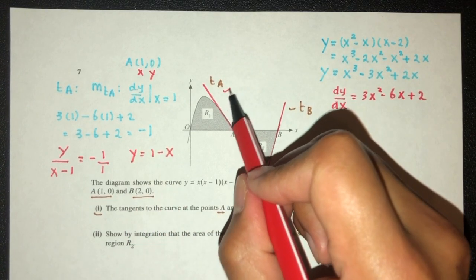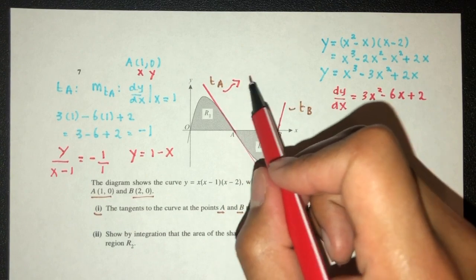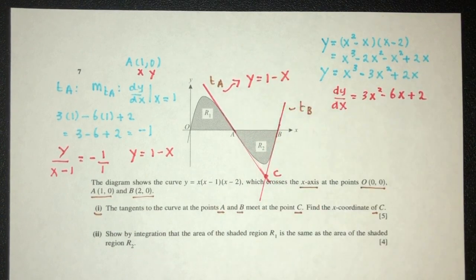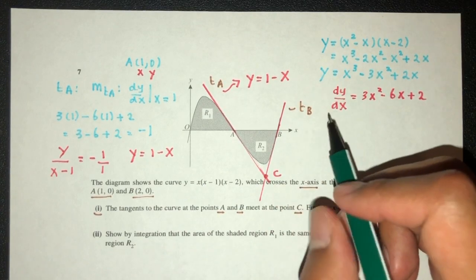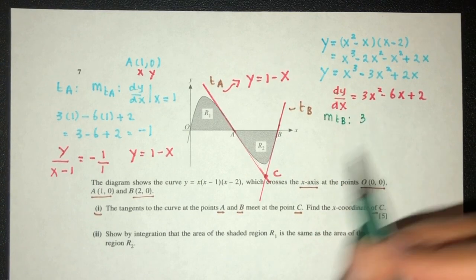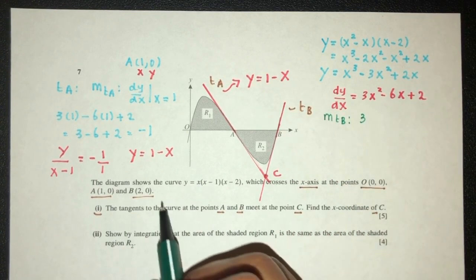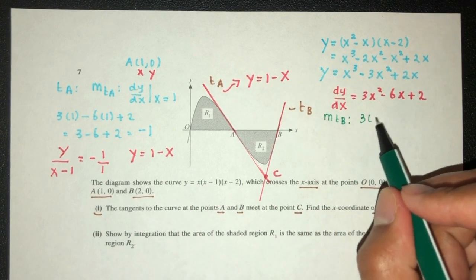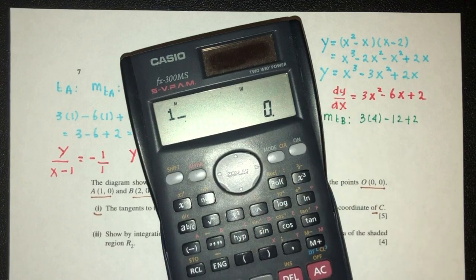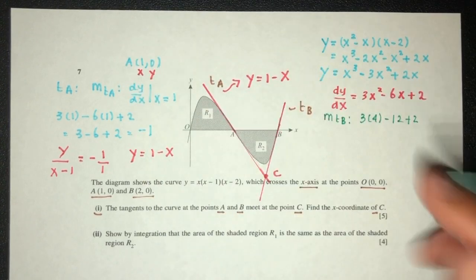So my line here for the tangent at the point A is y equals 1 minus x. Now, same thing, we have to find the equation of the tangent at B. So the gradient of tangent B is what? It is 3. At the point B, x equals 2: 3 times 4 minus 12 plus 2. So 12 minus 12 plus 2, that should be 2.